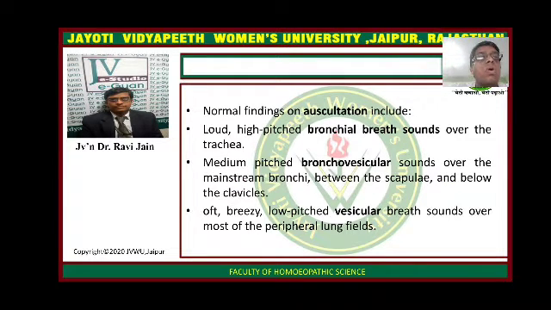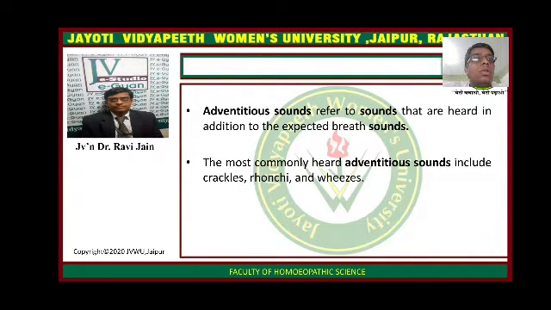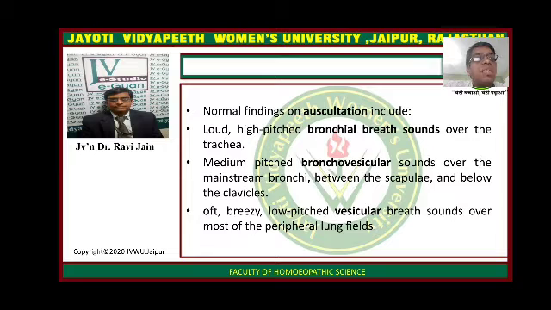Normal findings on auscultation include loud, high-pitched bronchial breath sounds over the trachea, medium-pitched bronchovesicular sound over the mainstream bronchi between the scapulae and below the clavicles, and soft, breezy, low-pitched vesicular breath sounds over most of the peripheral lung fields. So these were the normal breath sounds: bronchial, bronchovesicular, and vesicular breath sounds.